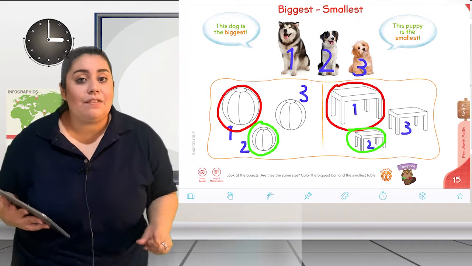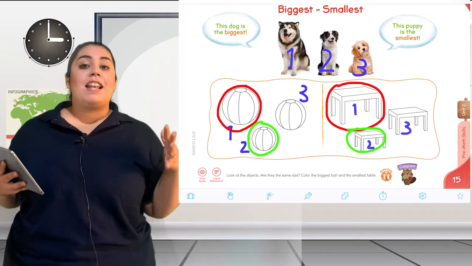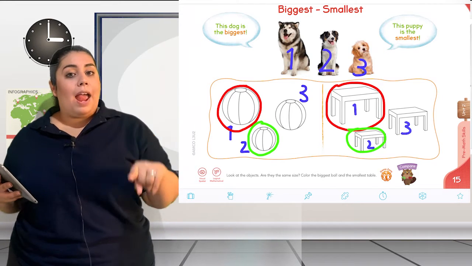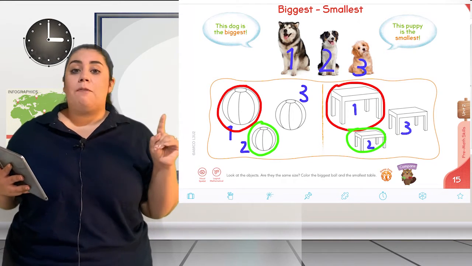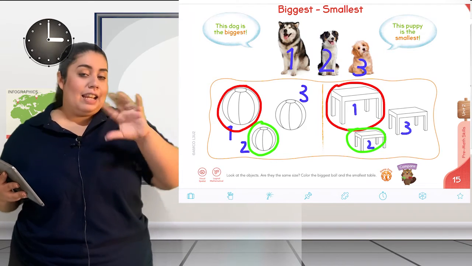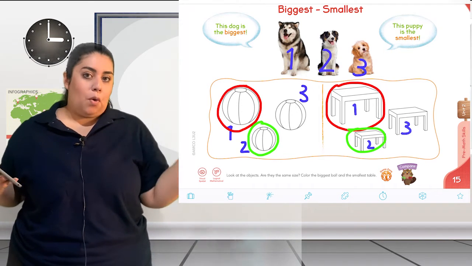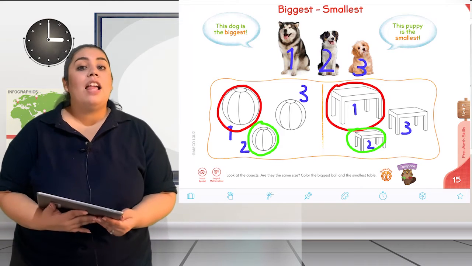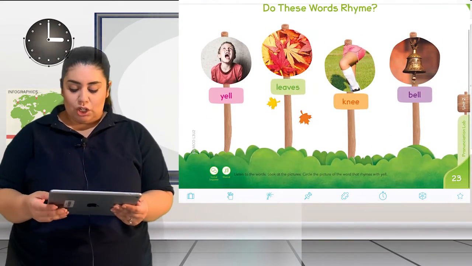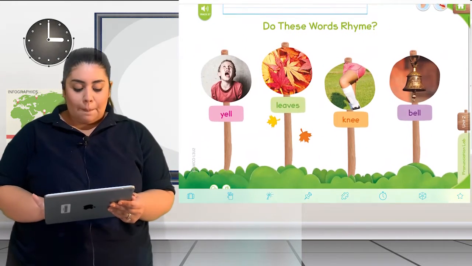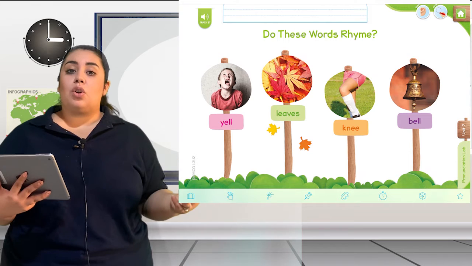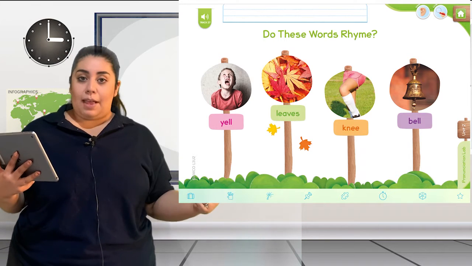For this activity, I want you to have an extra activity. So I will send to your parents an extra activity of biggest and smallest to do it in the afternoon, okay, or tomorrow morning. Now let's move on to another page, and this one is a page in color green. Number 23. In here, we need to circle the words that rhyme.